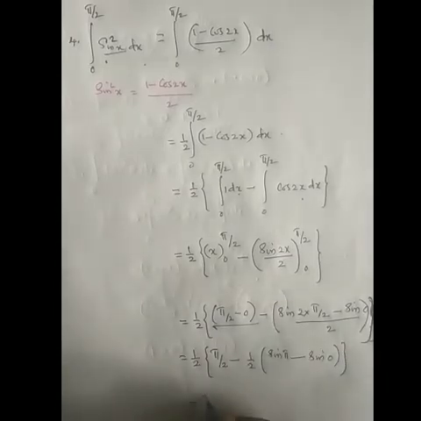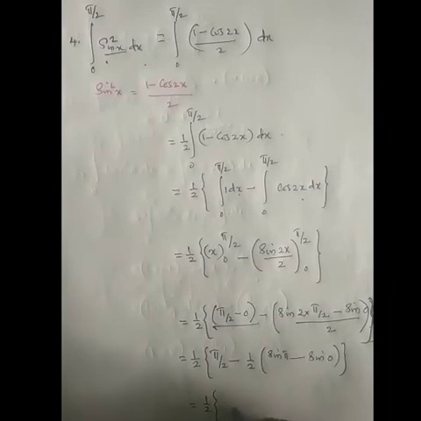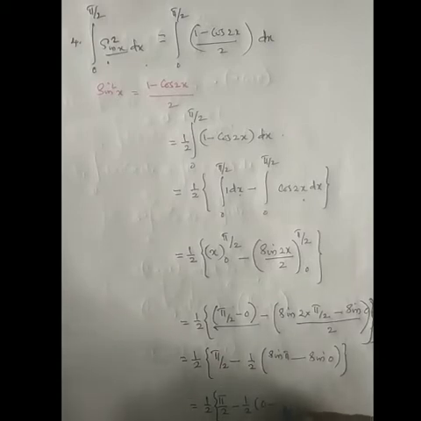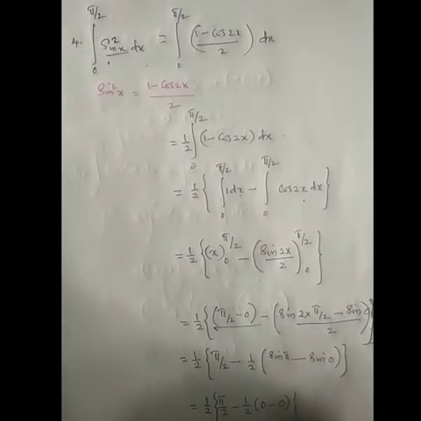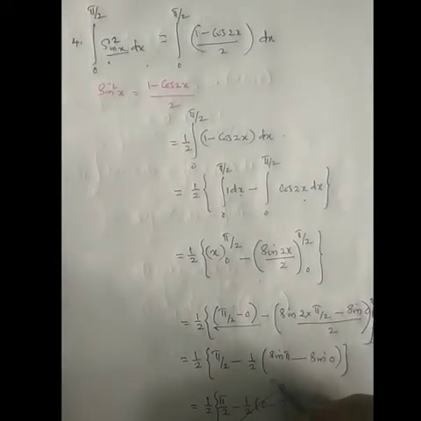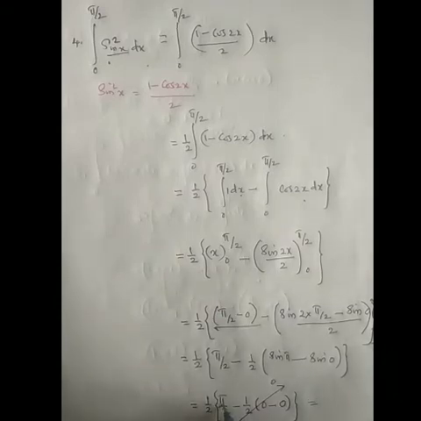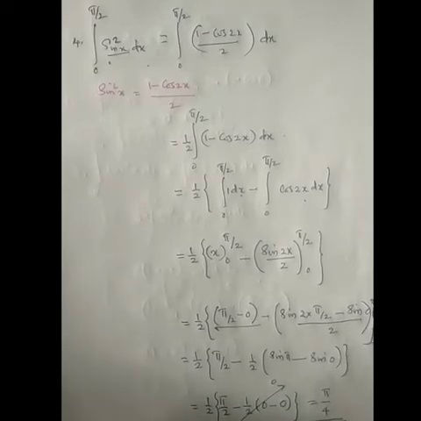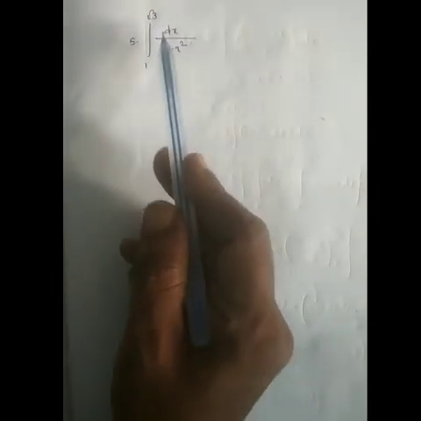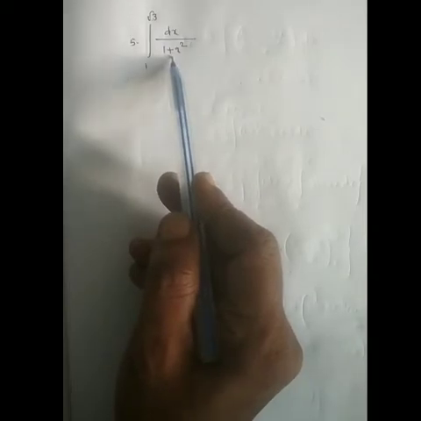Okay, that's equal to 1 by 2 into pi by 2 minus 1 by 2 into, what is sin pi? Sin pi is 0 and sin 0 is also 0. So this term goes to 0, and this is 1 by 2 into pi by 2. 1 by 2 into pi by 2 is pi by 4. Okay, that's the answer. Another example, integral 1 to root 3 dx divided by 1 plus x square.